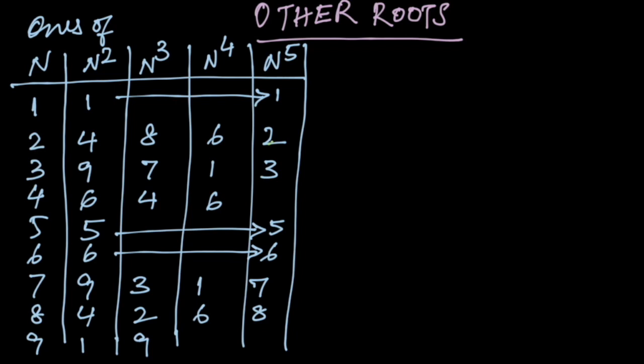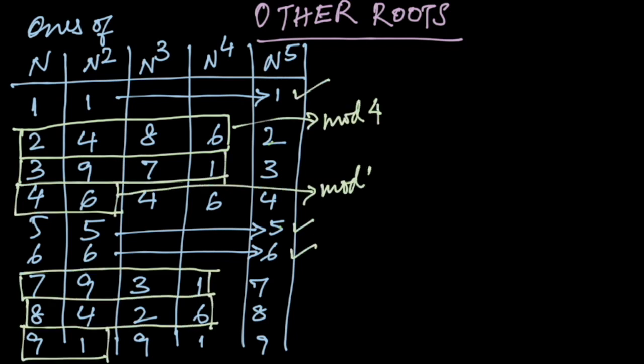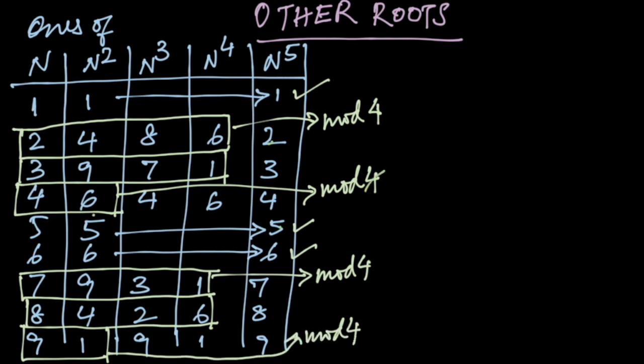For numbers ending with 5, all its powers will end with 5. For numbers ending with 6, all its powers will end with 6. For numbers ending with 7, its square will end with 9, its cube will end with 3, its power 4 will end with 1, and power 5 will again end with 7. For numbers ending with 8, its square will end with 4, its cube will end with 2, its power 4 will end with 6, and its power 5 will again end with 8. For numbers ending with 9, its square will end with 1, and its cube will end with 9 again, and then it will alternate. So for 2 and 3 the cycle size is 4. For 4 the cycle size is 2. For 7 and 8 the cycle size is 4. For 9 the cycle size is 2.